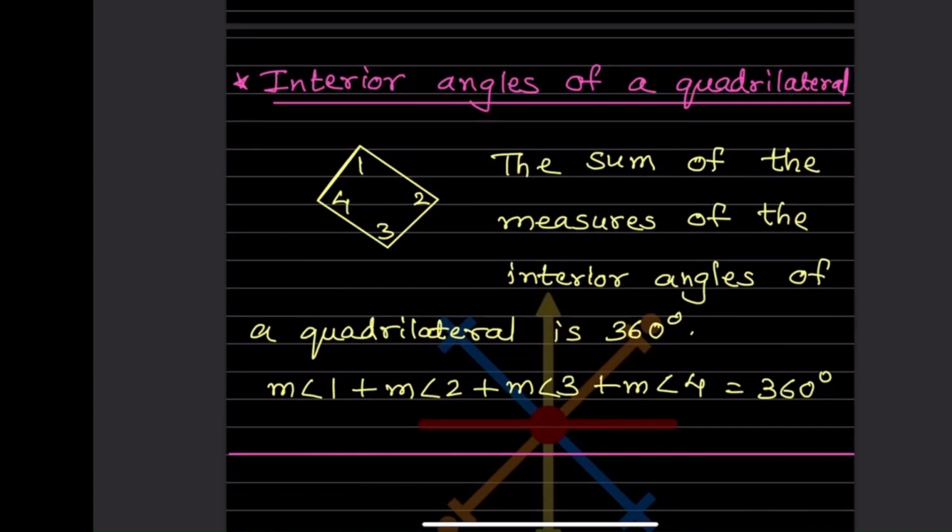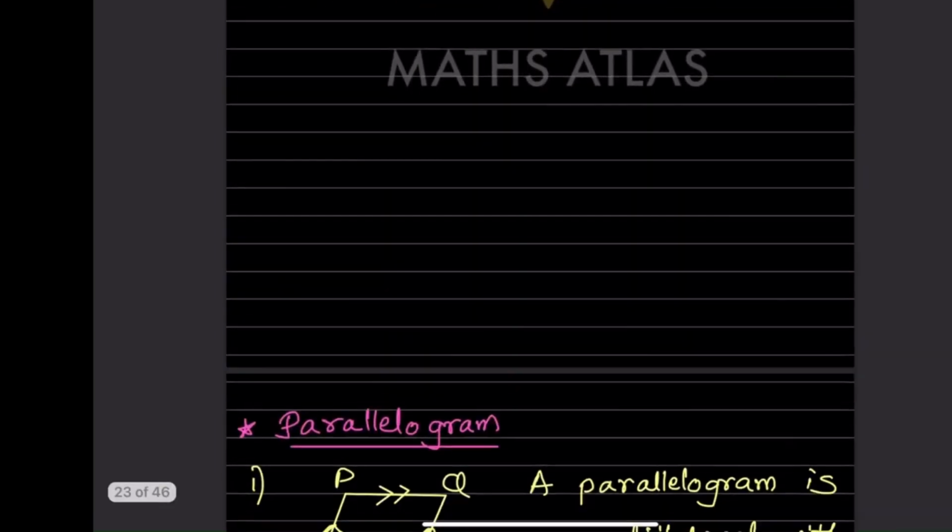Interior angles of a quadrilateral. So this is a quadrilateral, and whatever the angles are here, they are the interior angles. So we can say here that the sum of measures of interior angles of a quadrilateral is 360. Means 1 plus 2 plus 3 plus 4, that should be 360. So measure of angle 1 plus angle 2 plus angle 3 plus angle 4 is 360.